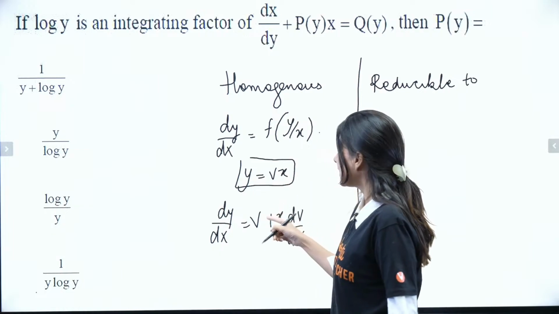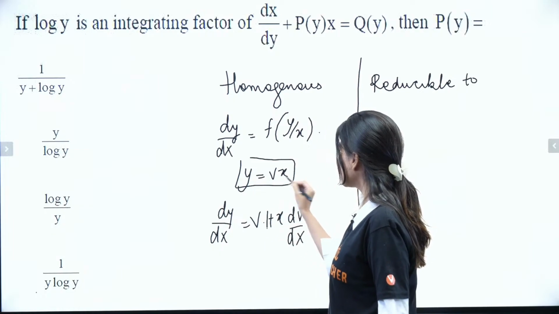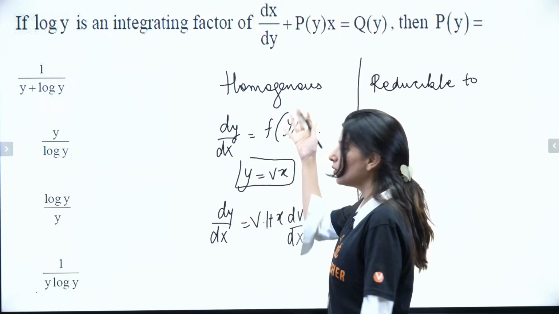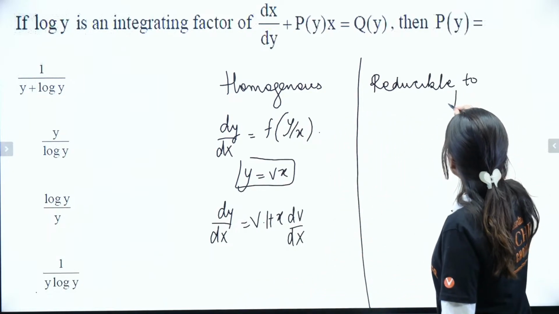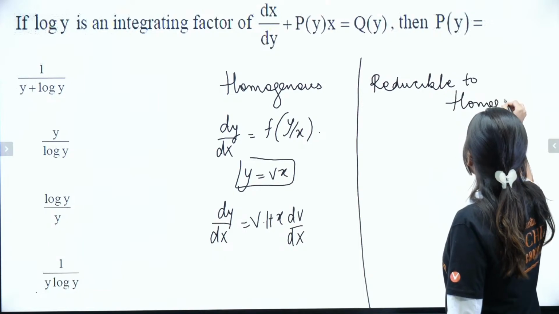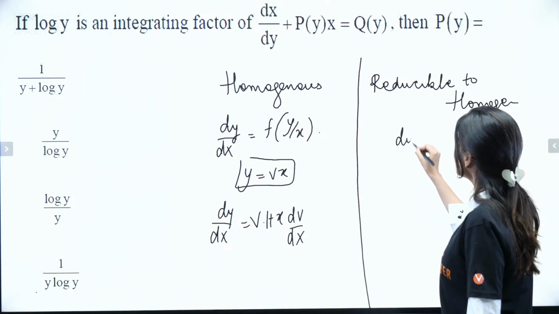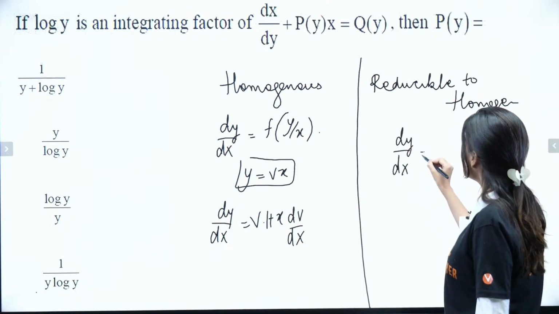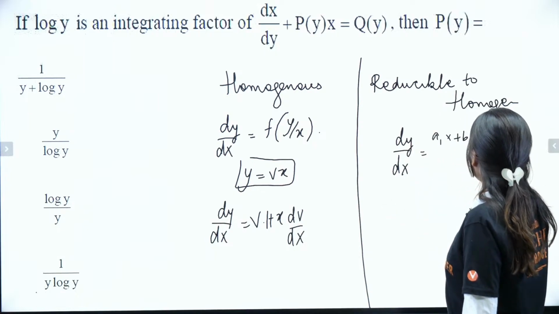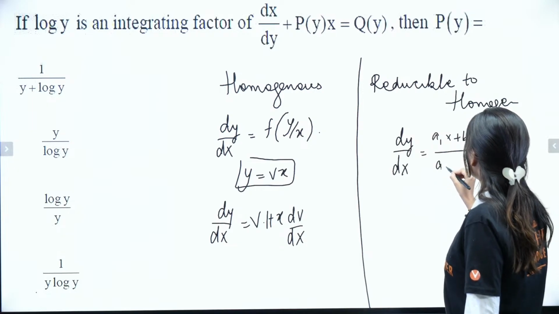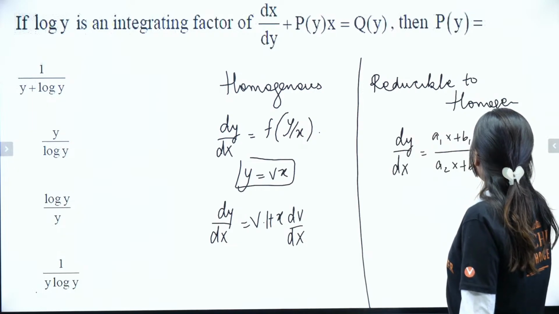So v is constant, derivative of x is 1 plus x is constant, derivative of this is 1. And you need to proceed, right? This is your homogeneous. But reducible to homogeneous, what is that? So reducible to homogeneous means that first of all dy by dx will be equal to a1x plus b1y plus c1 whole upon a2x plus b2y plus c2.